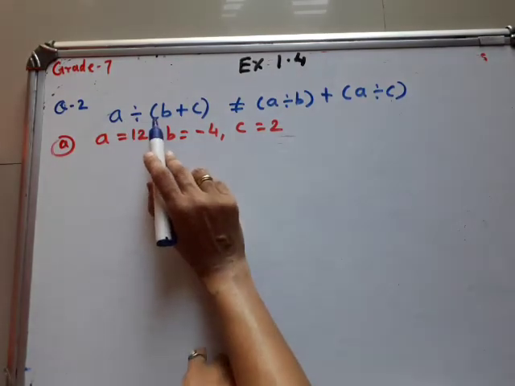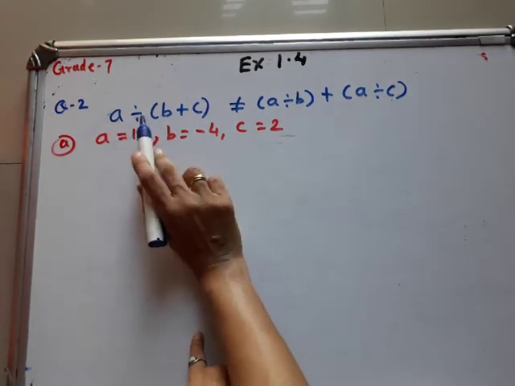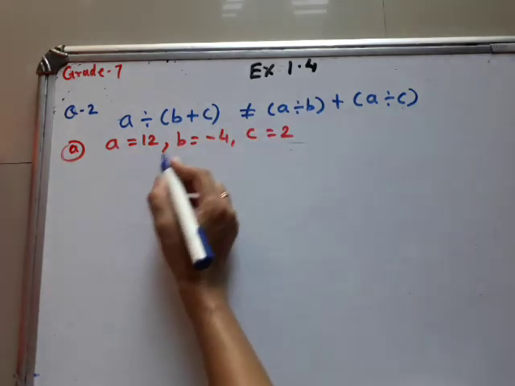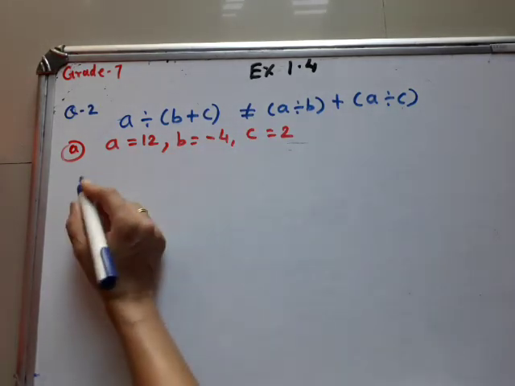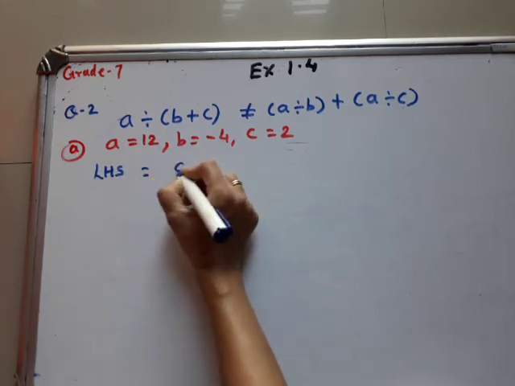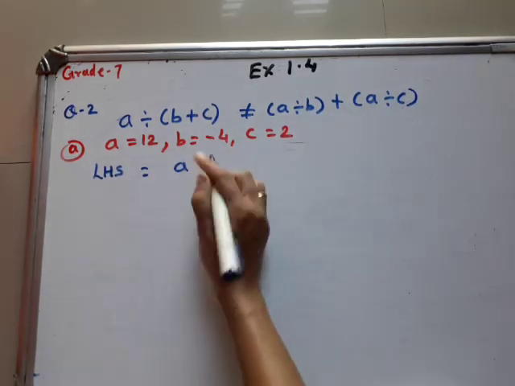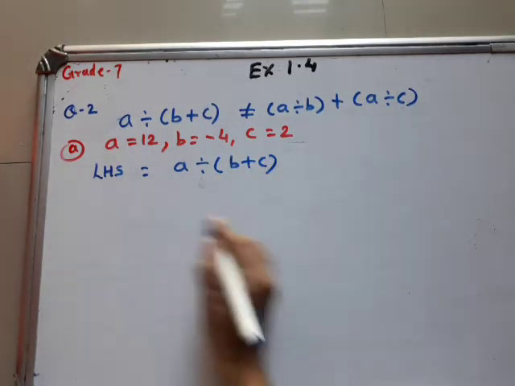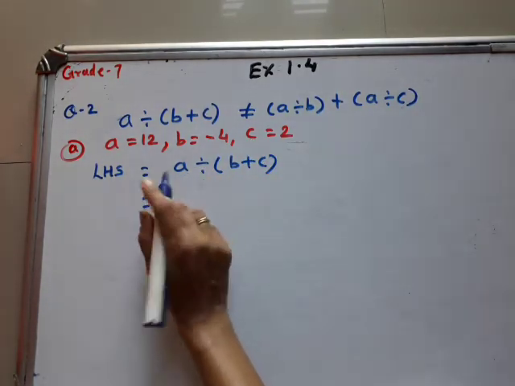See here, a is first divided by b and then a is divided by c. Now we check this. We take the left hand side first. Left hand side is a divided by b plus c. This is your left hand side.